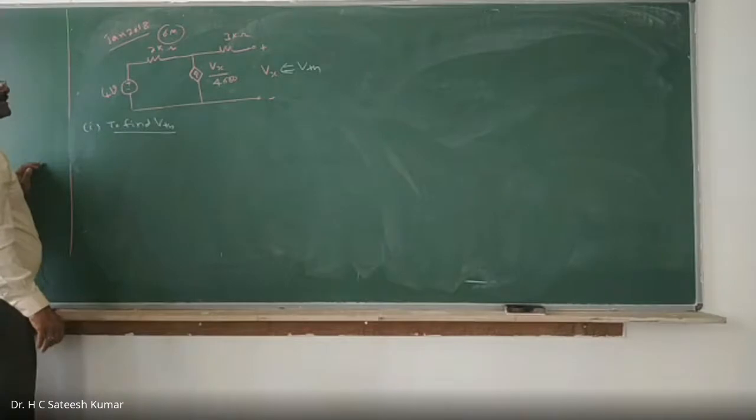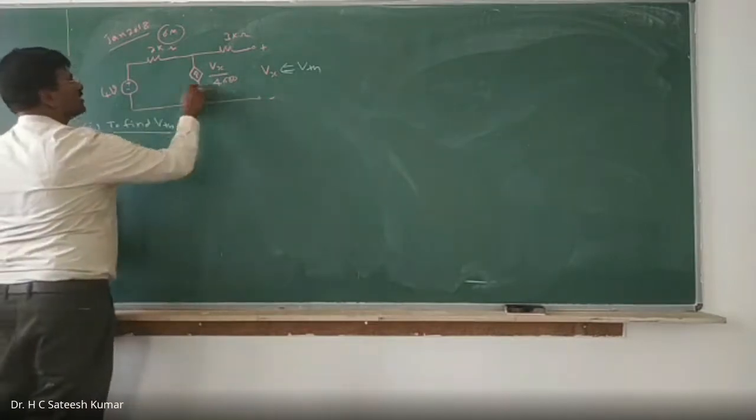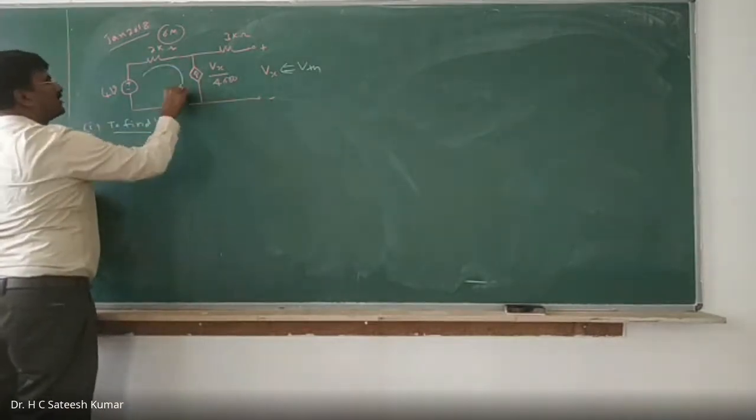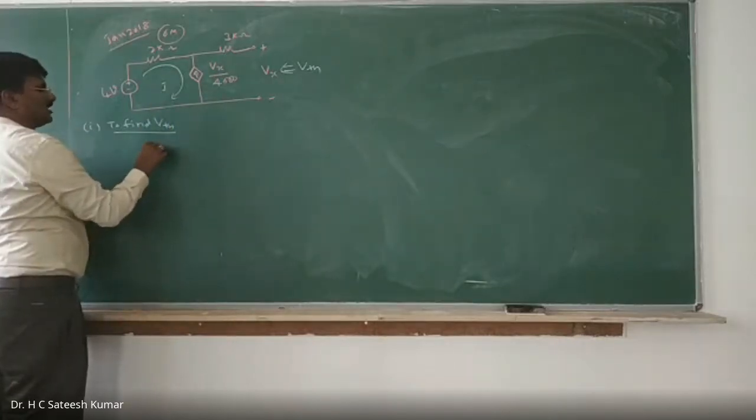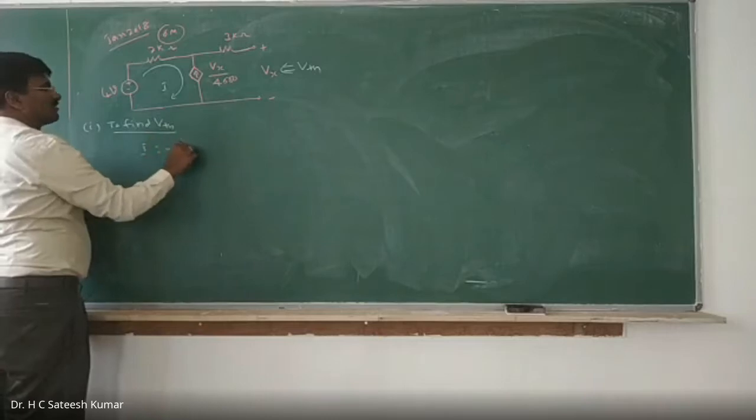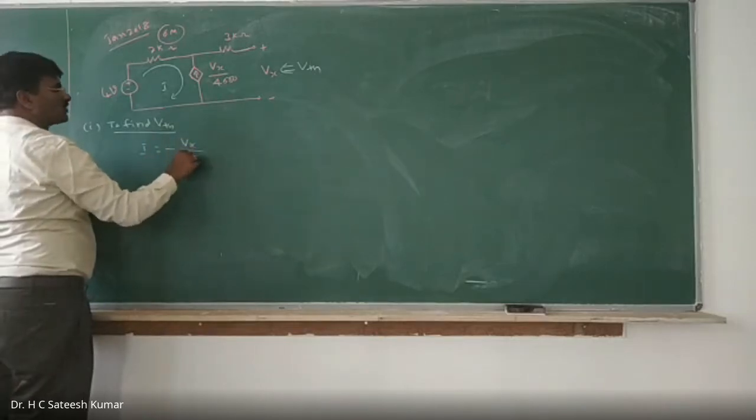How will you do that? Start from this point, because the current you know already. This current you call as I. I is equal to how much? I is equal to, against means minus, Vx divided by 4000.